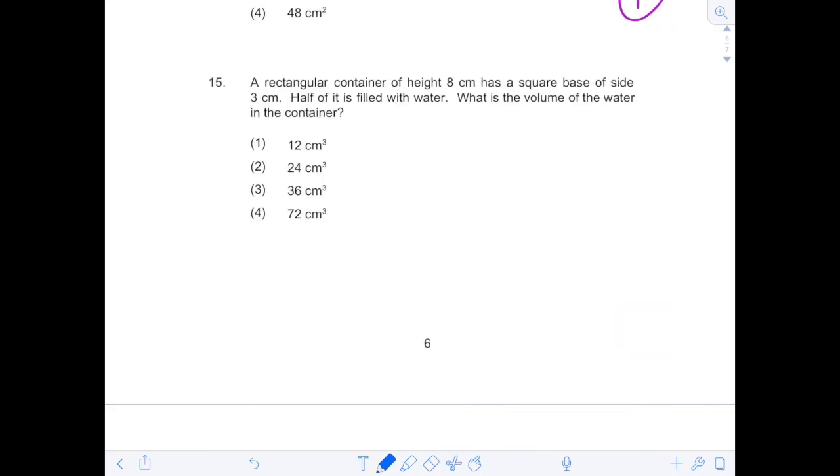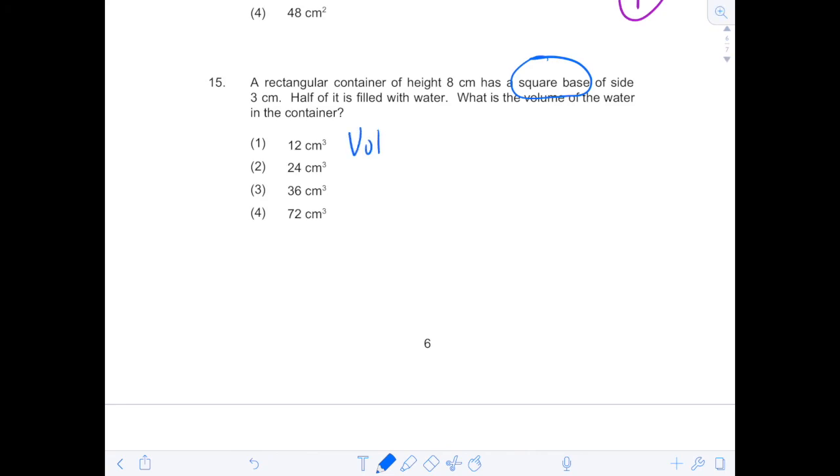Alright, question 15. A rectangle container of height 8 cm is a square base of side 3 cm. So square base is a big indication that they want you to use the properties of a square to solve this question. Half of it is filled with water. What's the volume of the water in the container? So from here we can actually find the volume of the entire tank. Then we just need to divide it by half, since it's half filled with water.